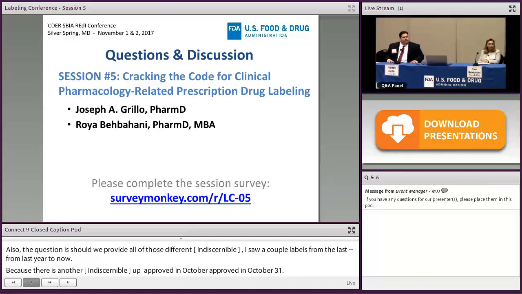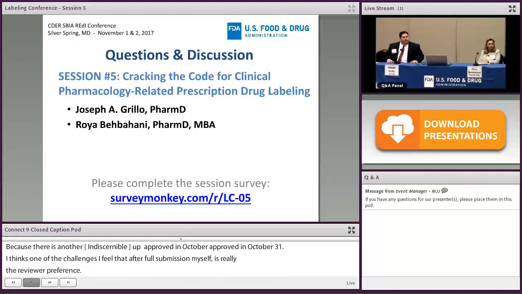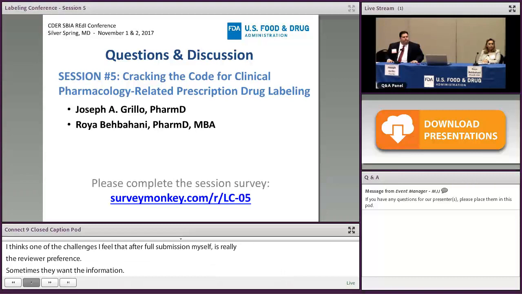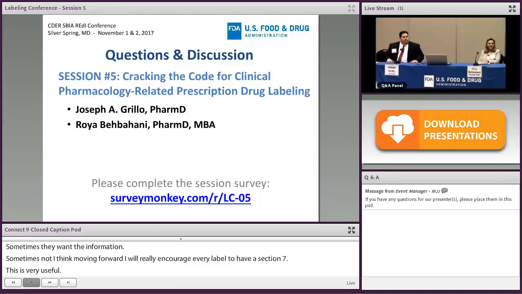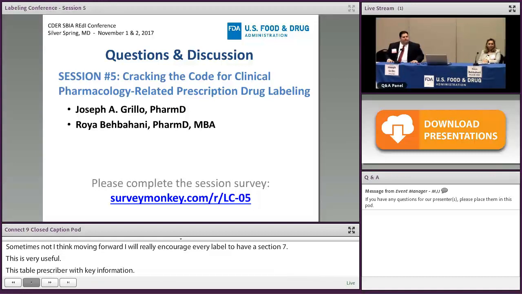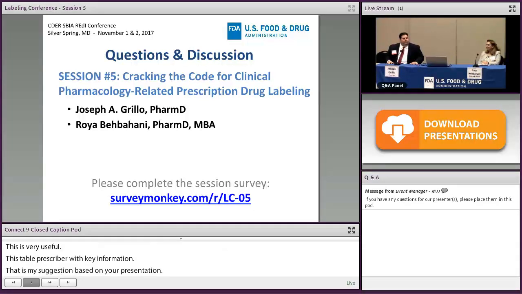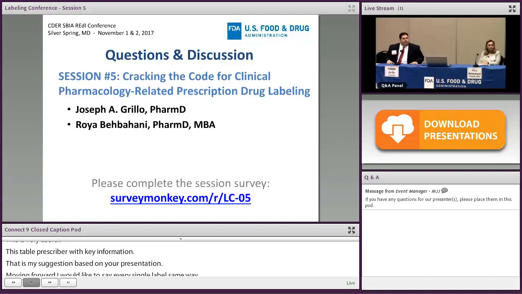And moving forward, I would really encourage every label to have a section 7 with this particular table. This is very useful for the prescriber with the key information. So that's my suggestion based on your presentation as well. Moving forward, I would like to see every single label the same way. So the second thing is the exposure response for the QTc.